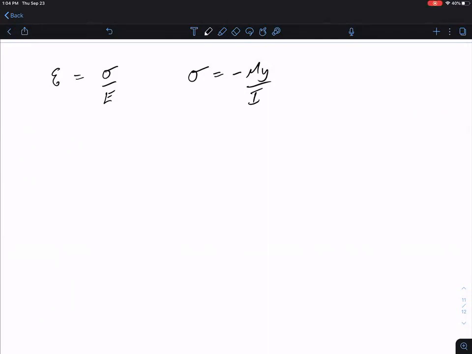And then earlier, we also established a relationship that 1 over the radius of curvature is equal to minus the strain over y. So if we put all of these three equations together, we end up with 1 over the radius of curvature is equal to M over EI. Again, E is the elastic modulus, I is the moment of inertia.